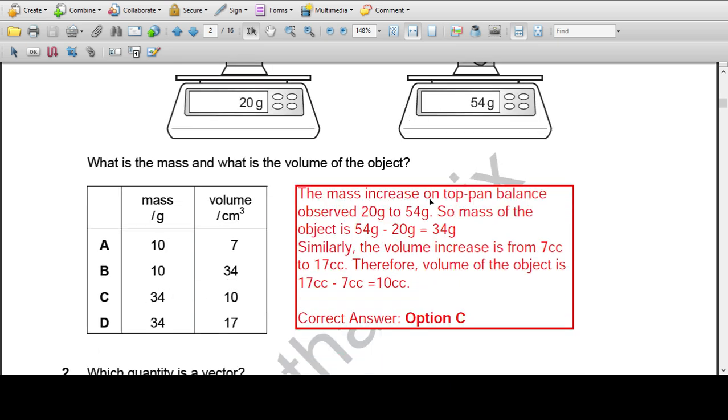So we have seen that the mass increases from 20 to 54 and volume increases from 7 to 17 cc. So therefore the volume of the object is 17 cc minus 7 cc, equal to 10 cc, that is centimeter cube. So the correct option is C.